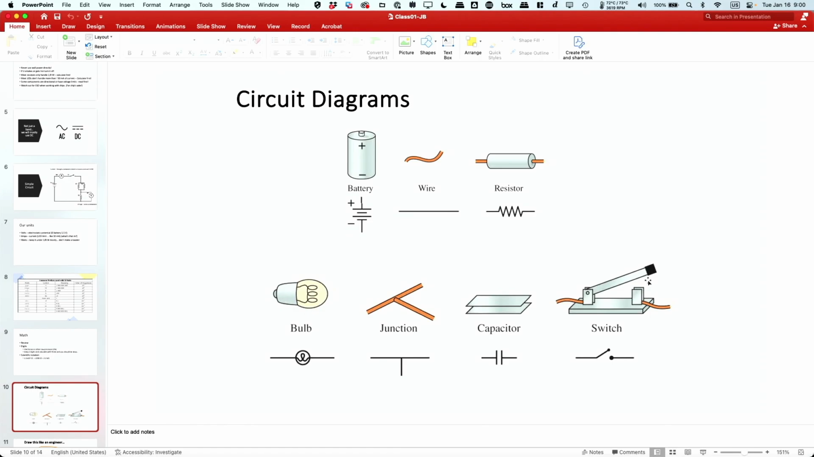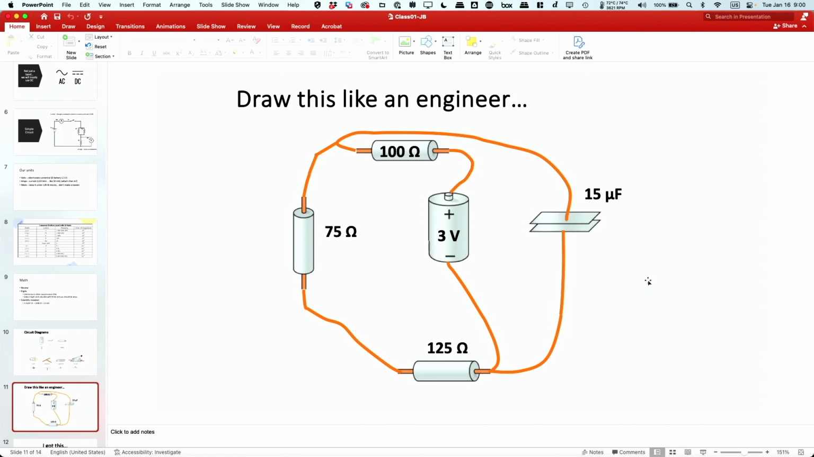All right, so let's go down to the next one. Yeah, and then switch, that's obvious. Okay. All right, get out a piece of paper. Here is a drawing of a circuit. I want you to draw it like an engineer would, like a schematic diagram, like the ones I drew. Or I use DigiKey's schematic thing to draw it.